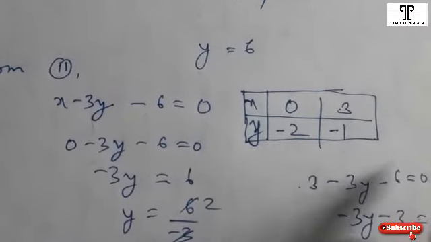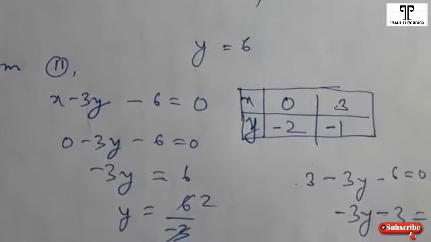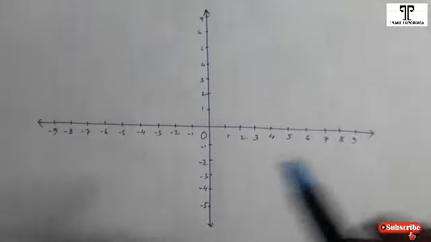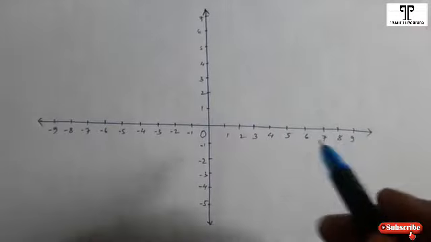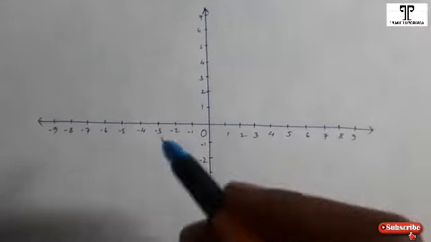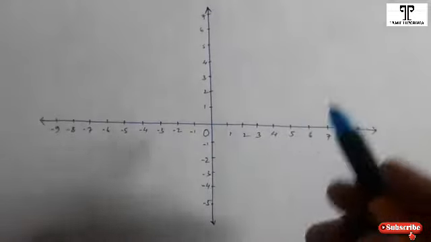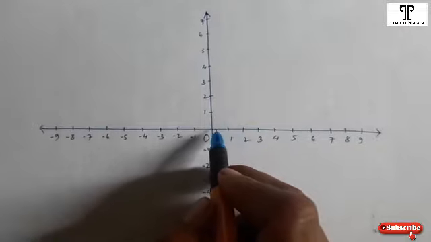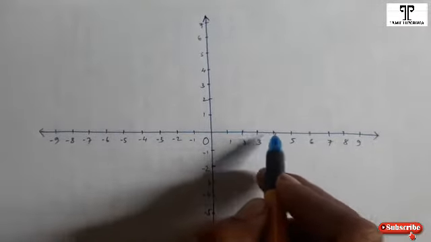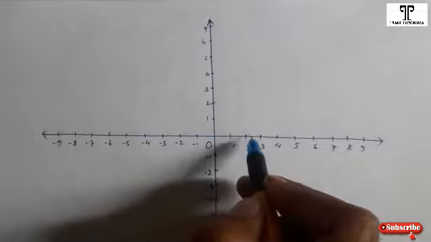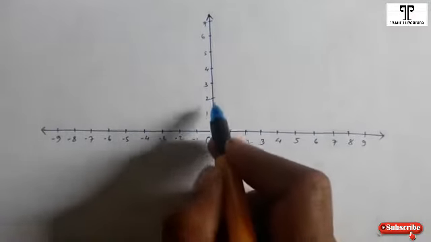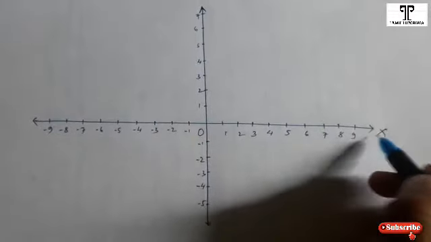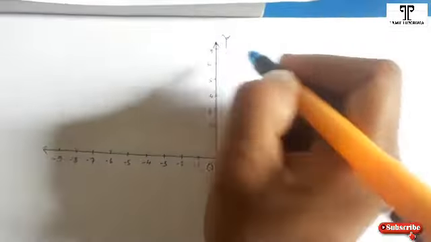equation 2 also. Now we need to draw the graph. Let us see how to draw the graph. Now I've drawn the Cartesian plane. If you have graph paper, it will be very easy to draw the graph. If you are doing it on plain paper like me, you need to take care of the divisions you are making. These divisions must be equal, all the divisions must be equal. So this is your x-axis and this is your y-axis.